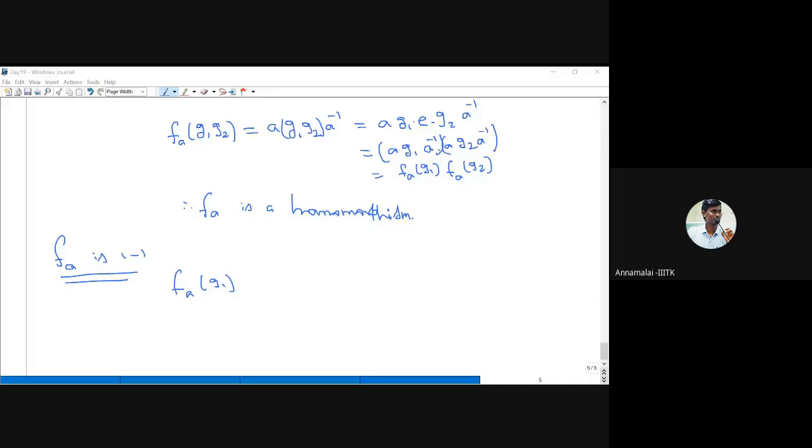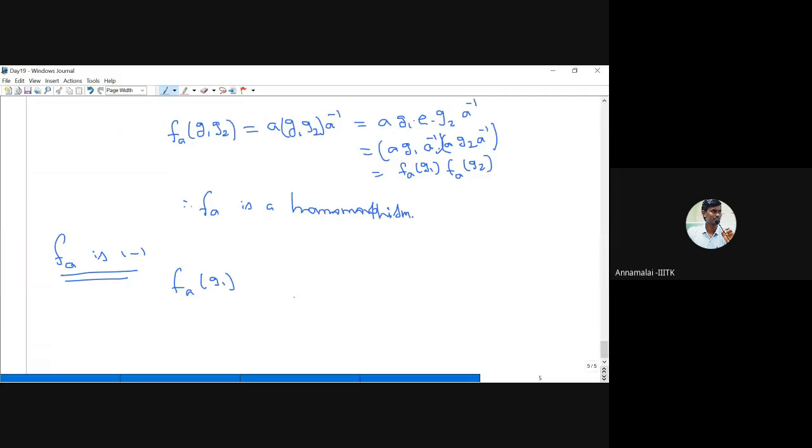So once again, this function we have to show that this is 1-1. How do we prove a function is 1-1? If the images are equal, we have to show that the elements are equal. Suppose f_a of g1 equal to f_a of g2, then what do we have to prove? g1 equal to g2. Okay, now what is the definition of this? a g1 a inverse, and this side is a g2 a inverse.